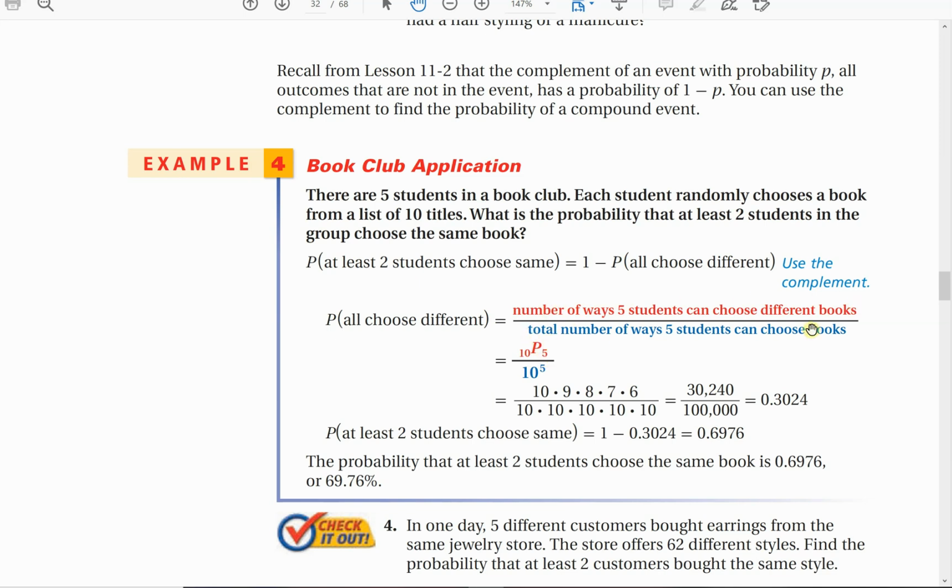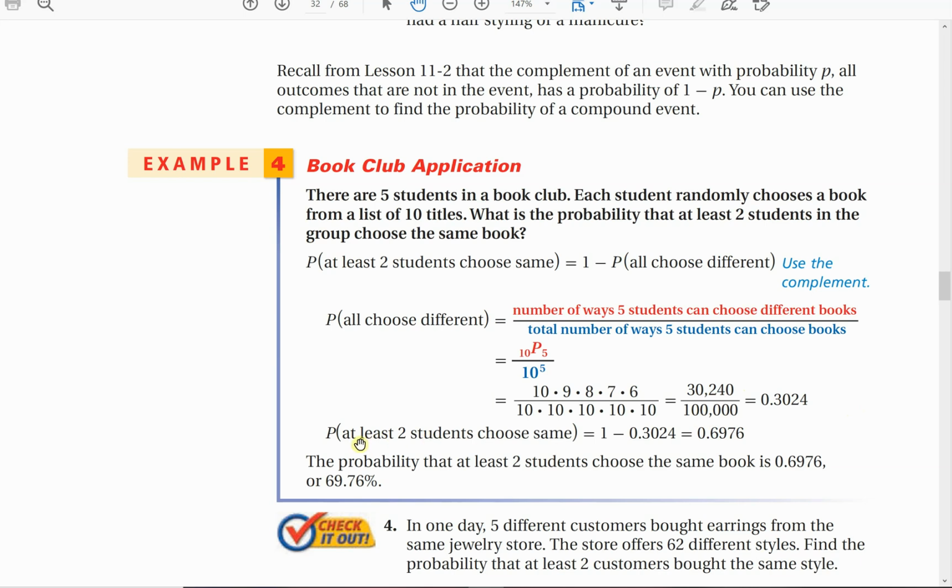And then the total number of ways they can pick, well, we got 5 students. They're each picking from 10 books, so there's 10 choices for each, 10 to the 5th. So the probability that they all choose different ends up being this, 30,240 divided by 100,000, or about 30.24%.